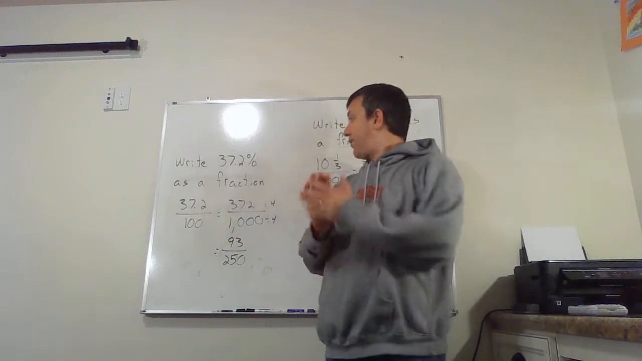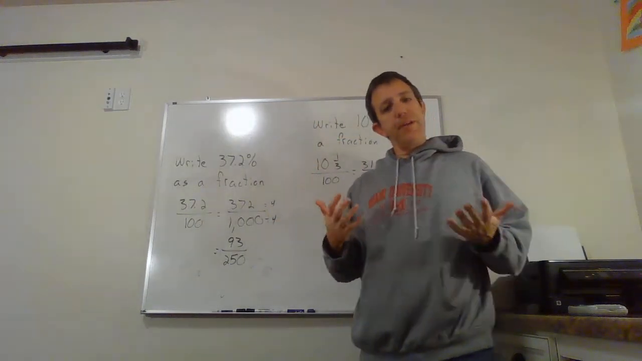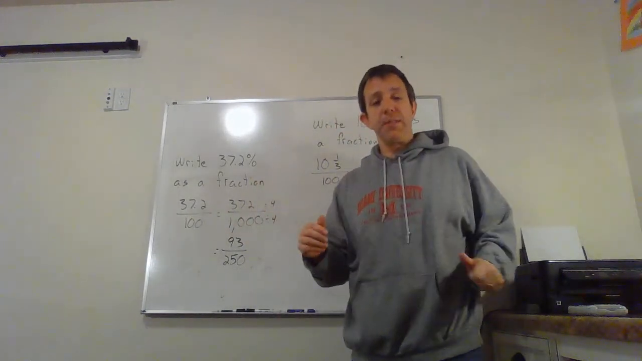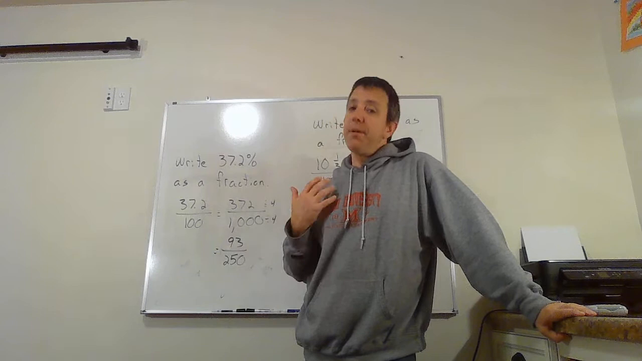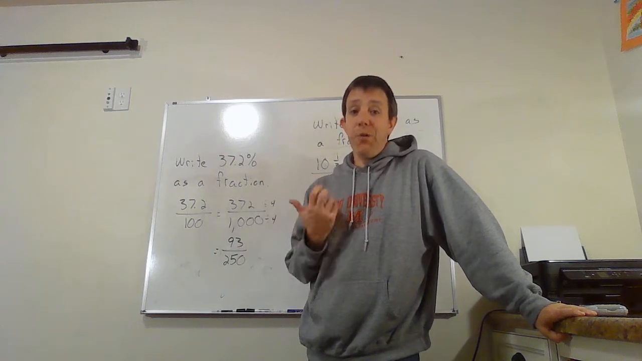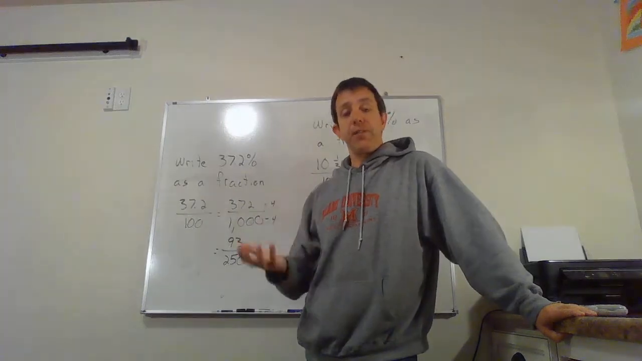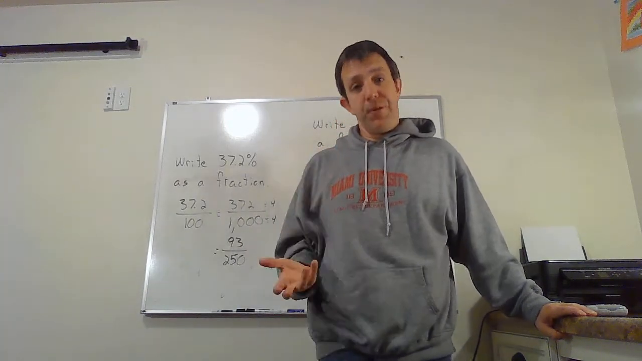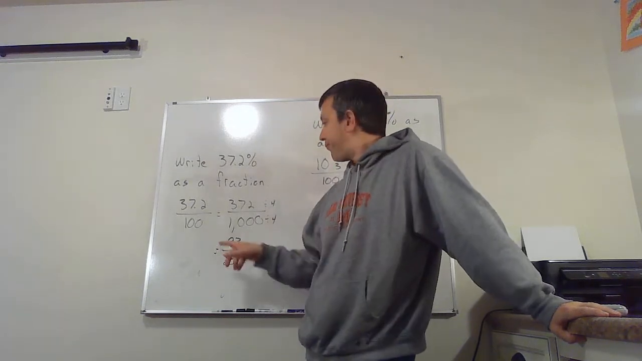First, let's write 37.2% as a fraction. So this one's a little bit weirder because this time my percent has a decimal in it, and we want to change this thing into a fraction. So I'm going to start by saying, hey, I know a percent means it is out of 100. So that's the very first thing I did. I took this weird decimal and I just put it over 100 because that's what it means to be a percent. It's always out of 100.